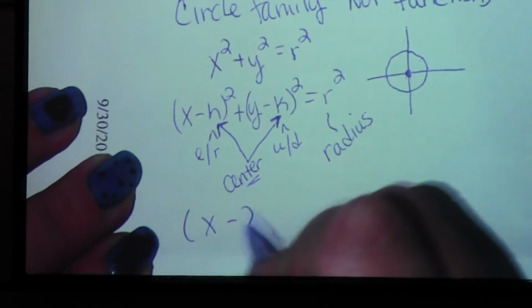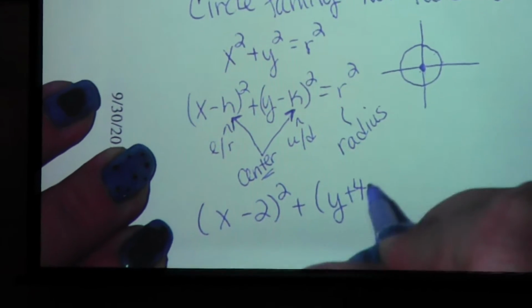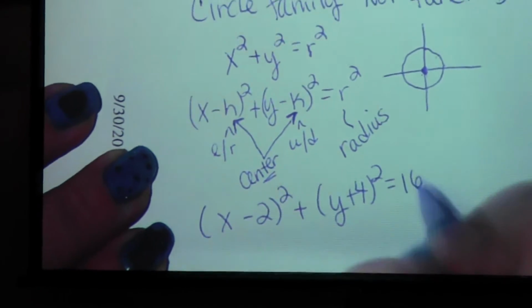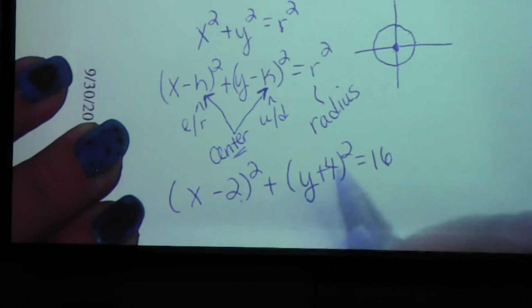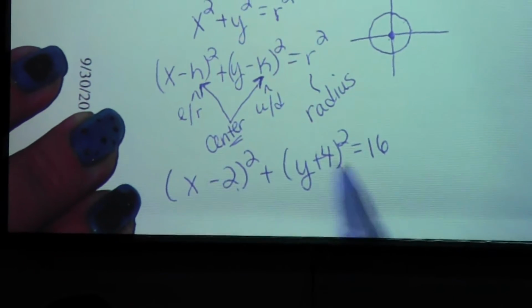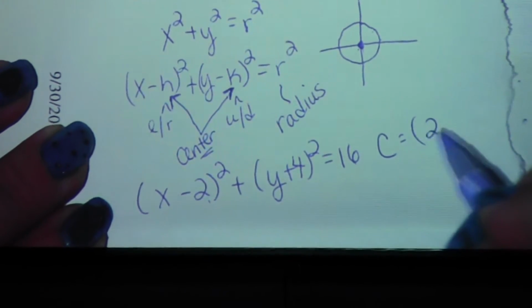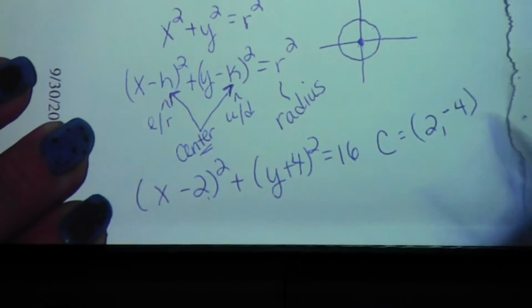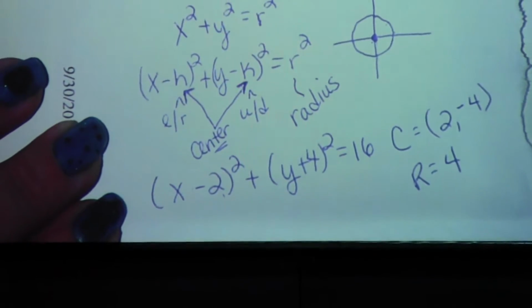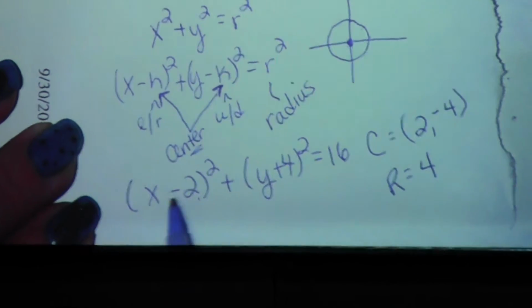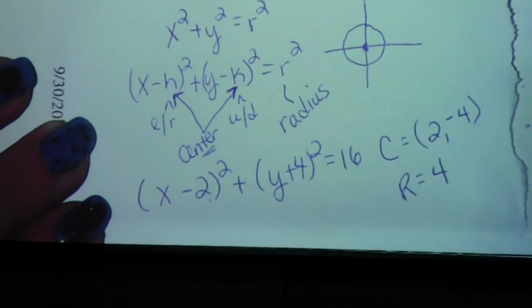Let's do one. If you had that one, the center of this circle is the opposite of this, so it's 2 and negative 4. So the center is 2, negative 4, and the radius is 4. Okay, so it's these numbers with the opposite of whatever sign is in front of them. And the radius is just what you get when you square root it.